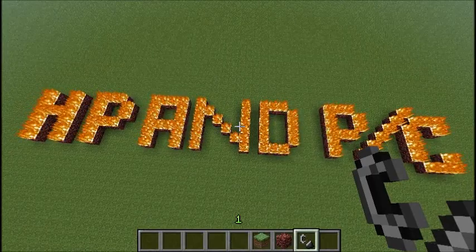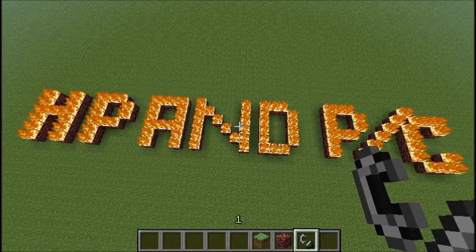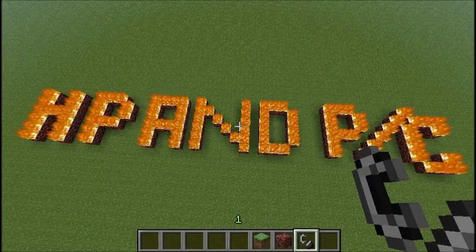Dig in Minecraft style. Minecraft style. Dig, dig, dig.